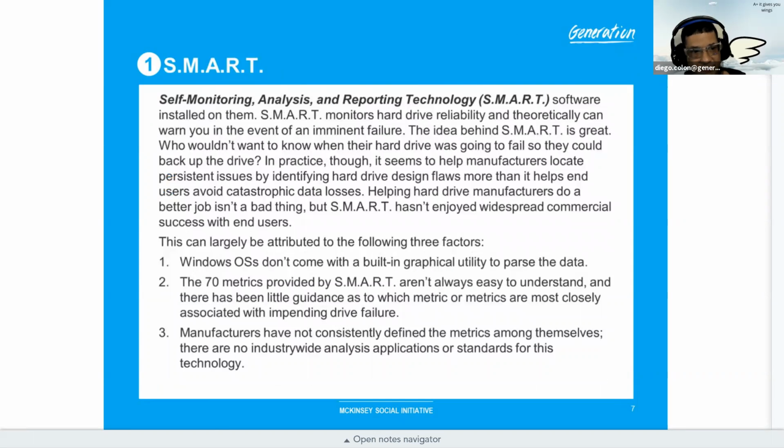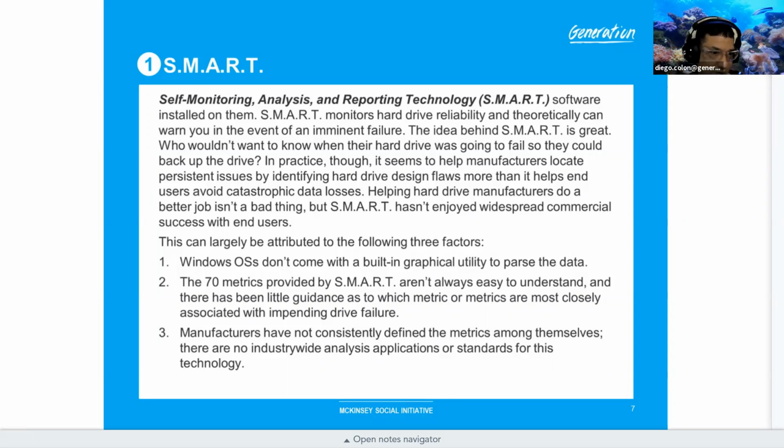SMART, Self-Monitoring, Analysis, and Reporting Technology. This is basically software that monitors the hardware reliability. Therefore, theoretically, it can warn you of an imminent failure. The idea behind SMART is to help you get a preemptive jump on a failure to your computer and back it up, although we should anyways be persistently backing up our information.